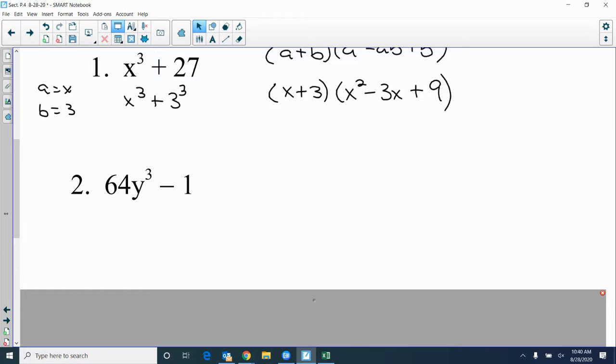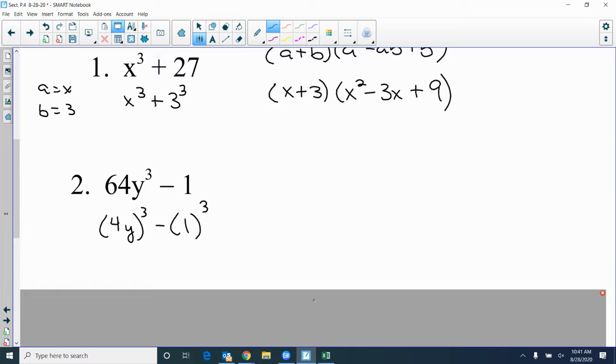That looks close to a difference of squares. 8 times 8 is 64, and 1 times 1 is 1, but the y cube throws it off. So it is going to be a cube. What cube gives you 64y to the third power? 4y. And then you can just think of this as 1 to the third power.